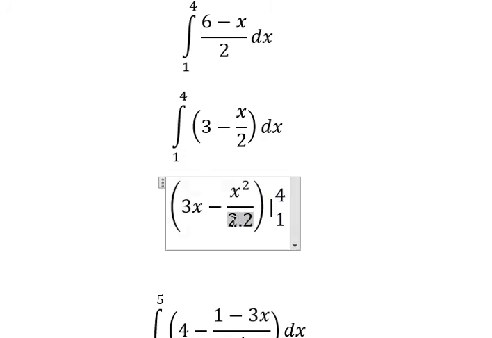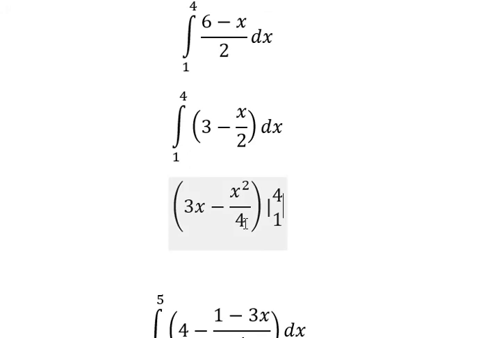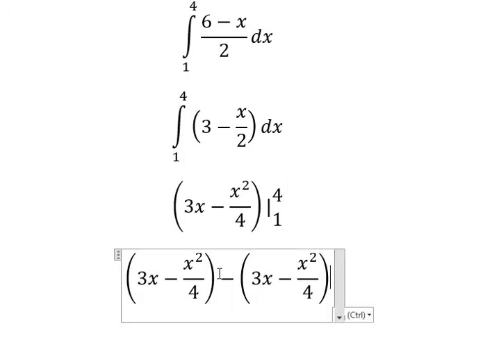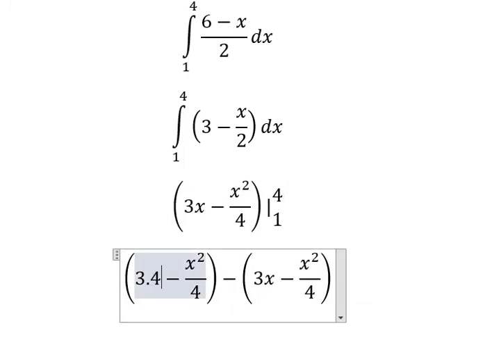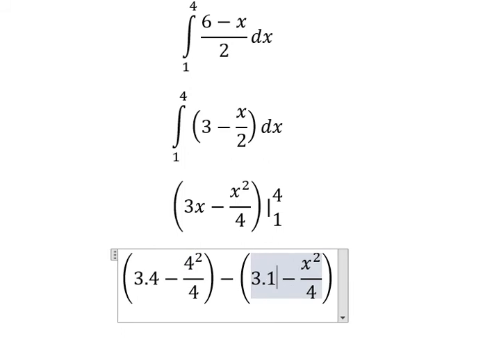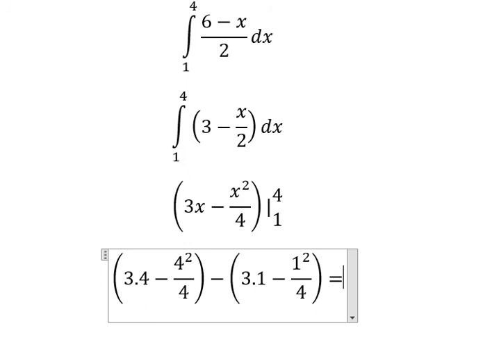So this one you got number 4. And now we put the value of number 4 go in here, number 1 go in here. So we have the final answer in here, 21 over 4.